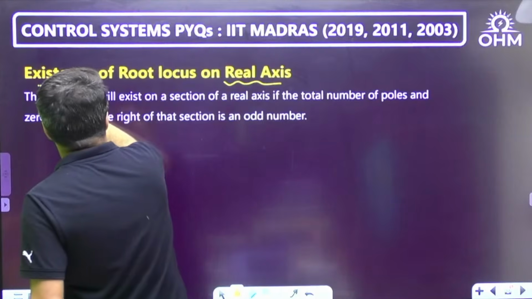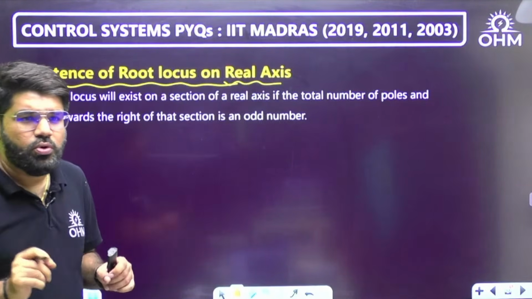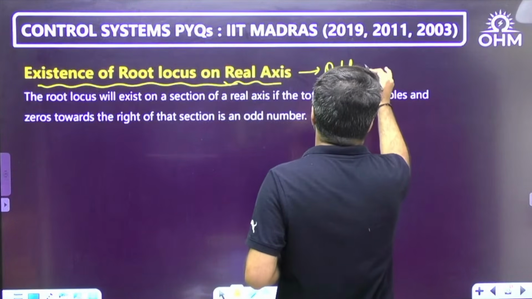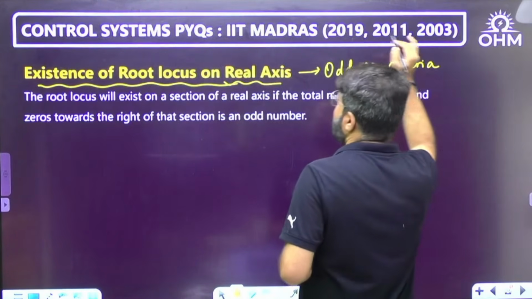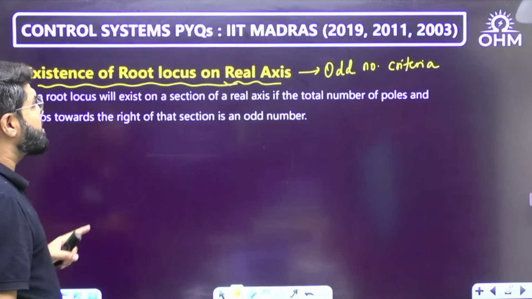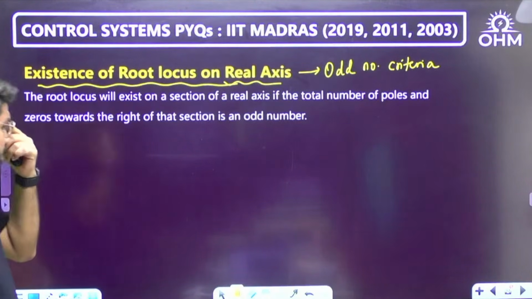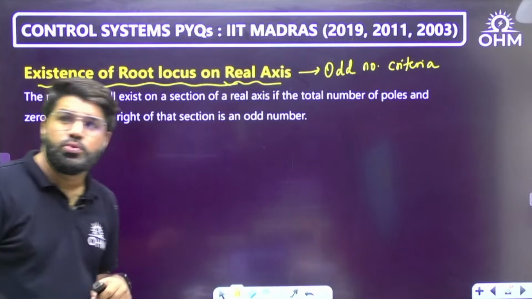What is the condition for the existence of root locus on the real axis? I simply call it the odd number criteria. The root locus will exist on a section of the real axis if the total number of poles and zeros to the right of that section is an odd number. In the previous session, in that one mark question session, we used this point somewhere.